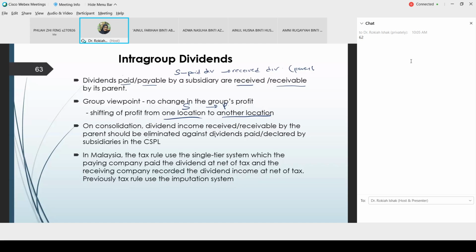On the consolidation basis, the dividend income received or receivable by the parent should be eliminated against the dividend paid or declared by the subsidiary. So you debit dividend income and credit dividend paid. This is for the purpose of the elimination.